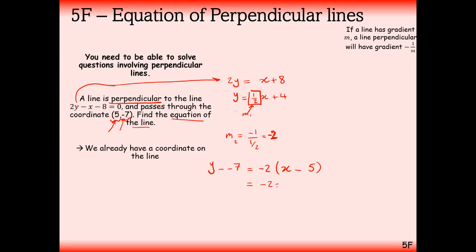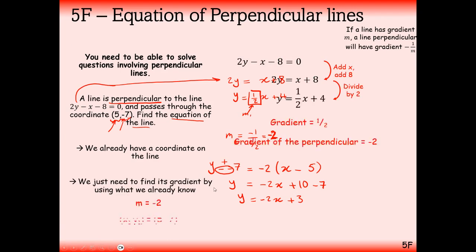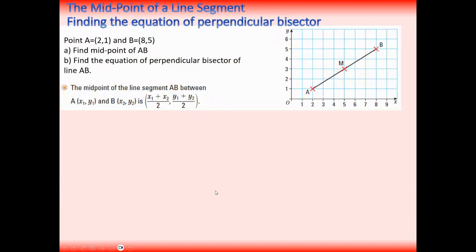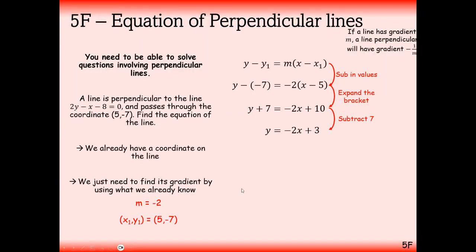So I'll have negative 2x plus 10 here on the right. Now, because this is a minus 7 on the left, I'm going to add 7 and subtract from 10 and write y here. So y is negative 2x plus 3. This is the equation of the line we've been asked to calculate. So as you see here, it is negative 2x plus 3, as we found out.